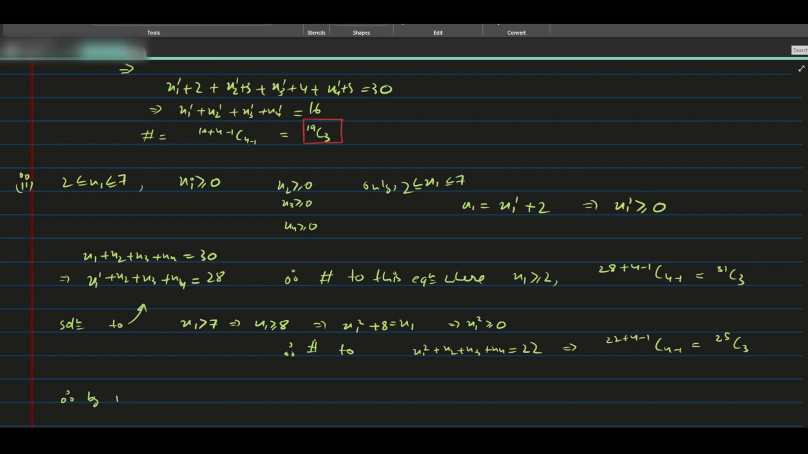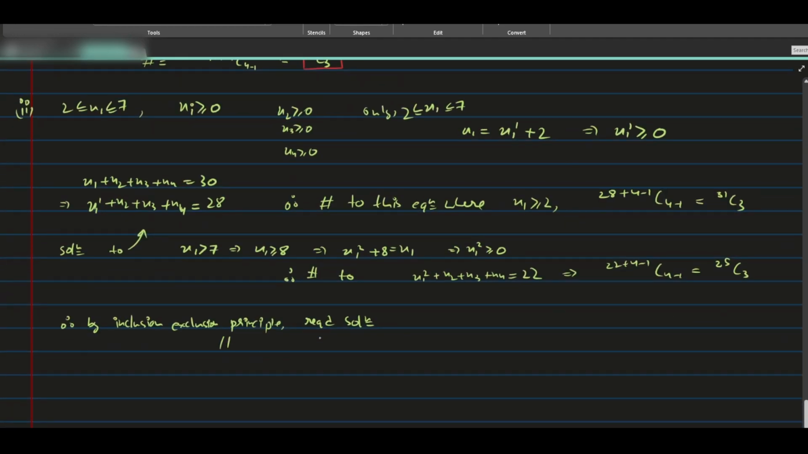Therefore, by the inclusion-exclusion principle, our required solution equals the number of ways where x1 is greater than or equal to 2, which is 31 choose 3, minus all the solutions where x1 is greater than or equal to 8, which is 25 choose 3. This is our desired answer.